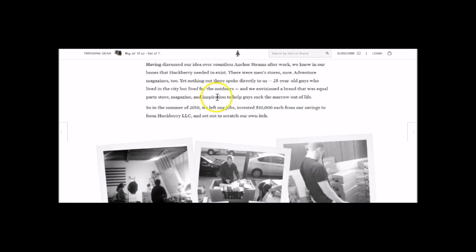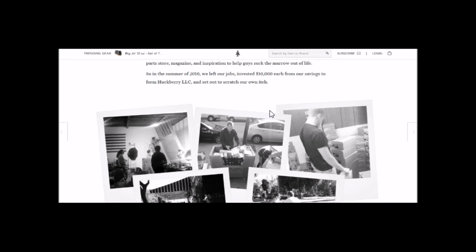So they kind of told you why they started, right? There were men's stores for sure, adventure magazines too, yet nothing out there spoke directly to us, 25-year-old guys who lived in the city but lived for the outdoors. And we envisioned a brand that was equal parts store, magazine, and inspiration to help guys suck the marrow out of life. So in the summer of 2010, we left our jobs, invested $10,000 each from our savings to form Huckberry LLC, and set out to scratch our own itch.